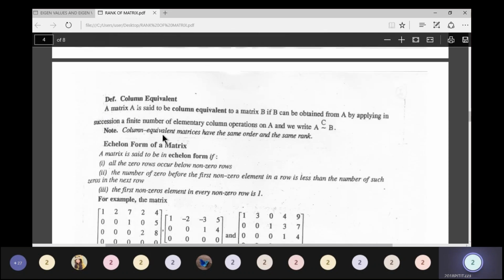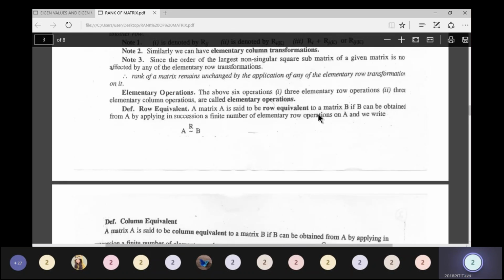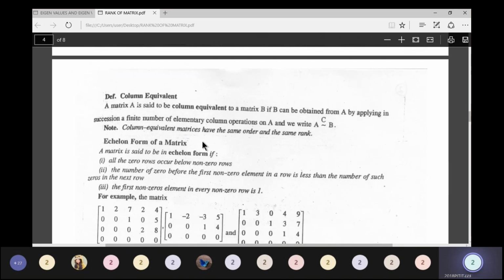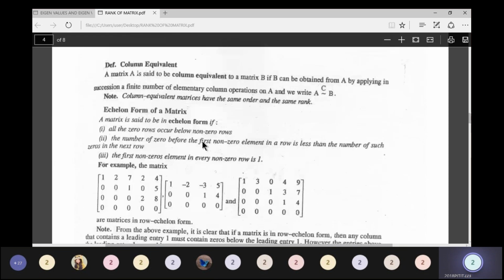What is a row equivalent? Matrix A will be row equivalent to matrix B if B can be obtained from A by applying a successive finite number of elementary row transformations on A. We write A is row equivalent to B. Okay, so we'll see in the example.